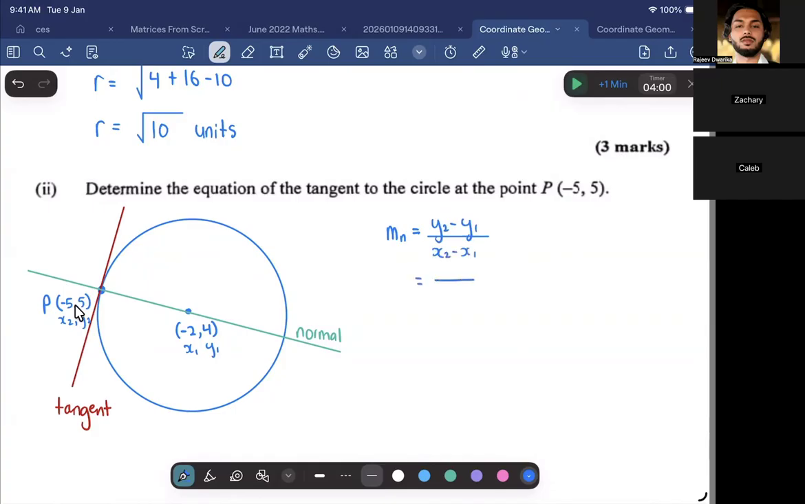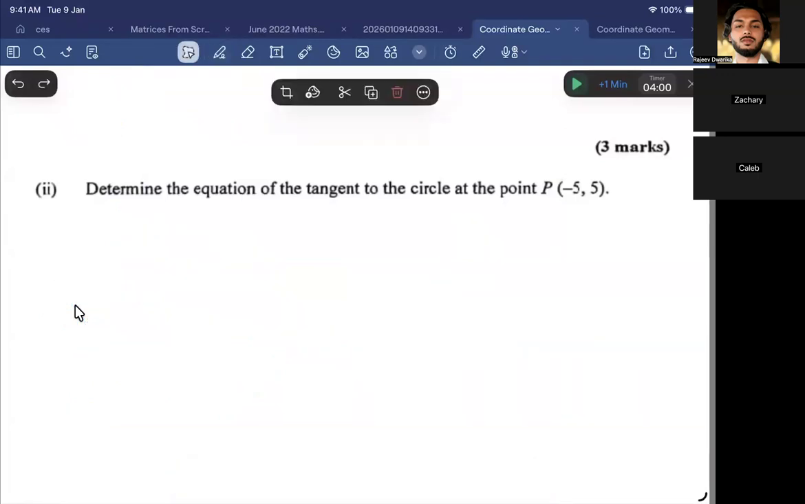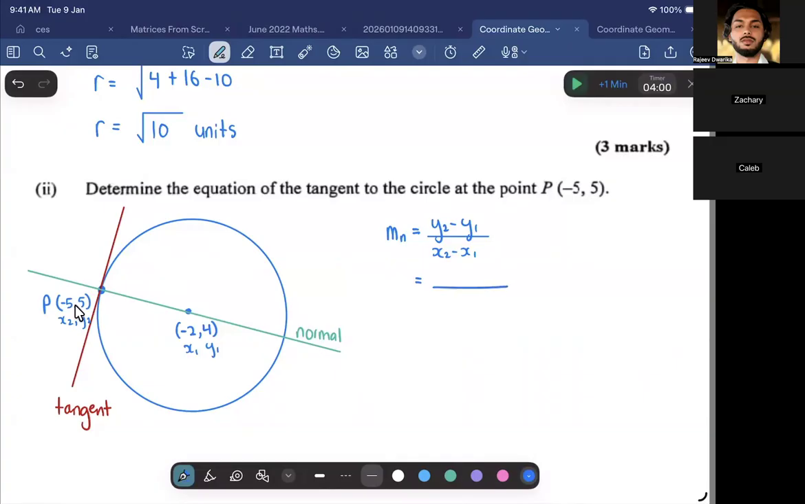What is y2? y2 is 5, so 5 minus y1. Where's y1? y1 is 4. Where's x2? x2 is minus 5. What is x1? x1 is minus 2. Put that in brackets, because it's a negative number. What is 5 minus 4?